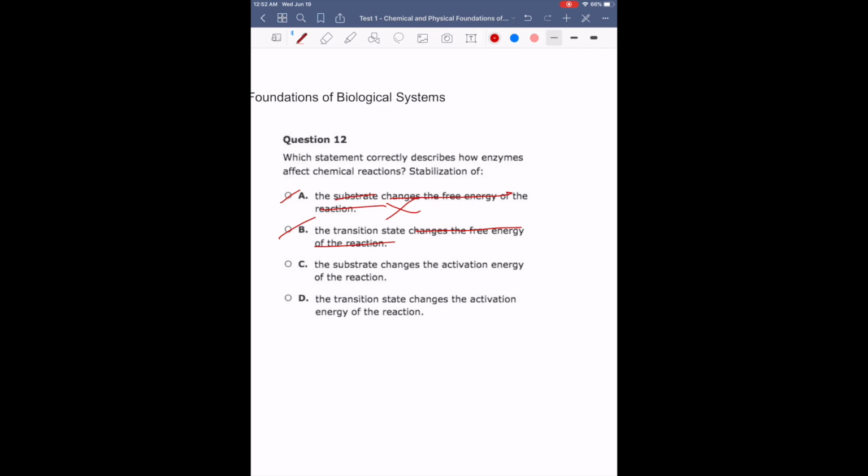Option C is saying stabilization of the substrate, once again. Now they're saying it changes the activation energy of the reaction. Now the second part of the answer is correct, but we don't stabilize the substrate, we stabilize the transition state. If we stabilize the substrate, the enzyme and the substrate would just be bonded, and then the reaction wouldn't really go forward. D is the correct answer. We stabilize the transition state, and then this changes the activation energy of the reaction. So that's how enzymes work.